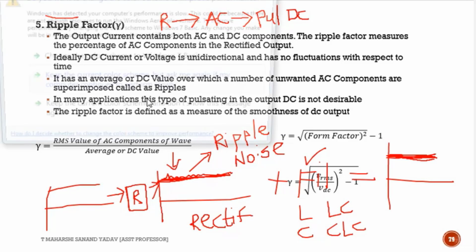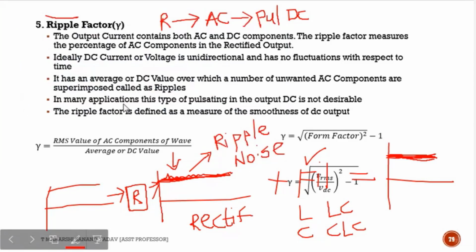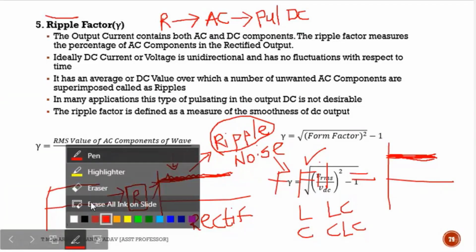Next, in many applications, this type of pulsating in the output DC is not desirable because we don't want these ripple components to be present in the output. So how do we remove them? By using a simple concept called a filter. Clear? Or any doubt?